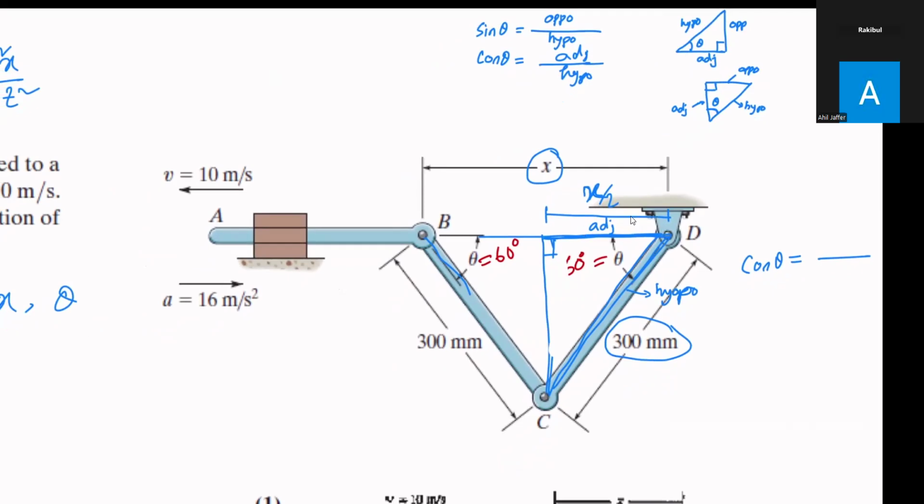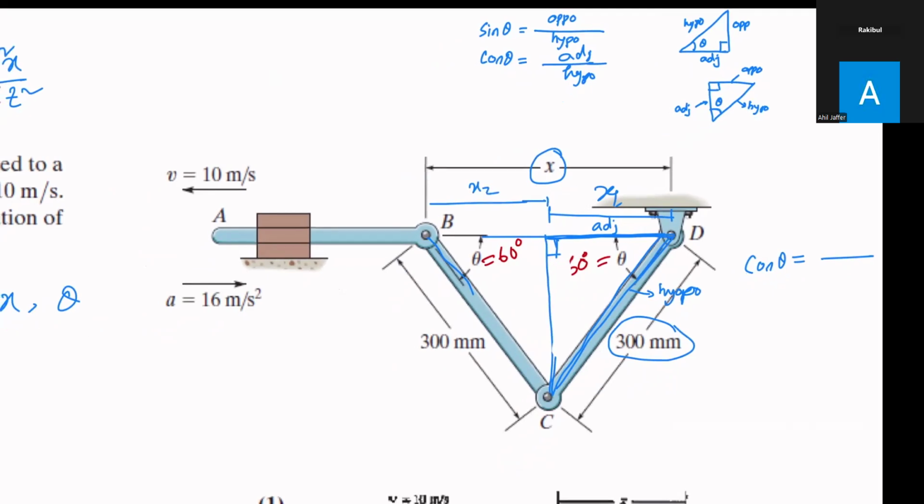This value, am I right? Yeah. x can be over 2. Let's forget about x by 2. Let me give you a generalized version, because this angle is not always going to be the same. So let's say this is x1 and this is x2. So we can say that x1 over 300, so x1 equals 300 cos theta.